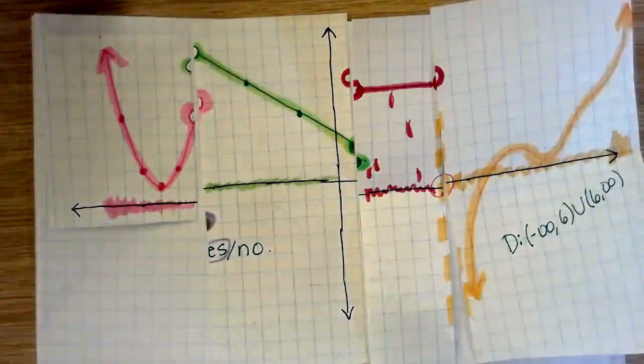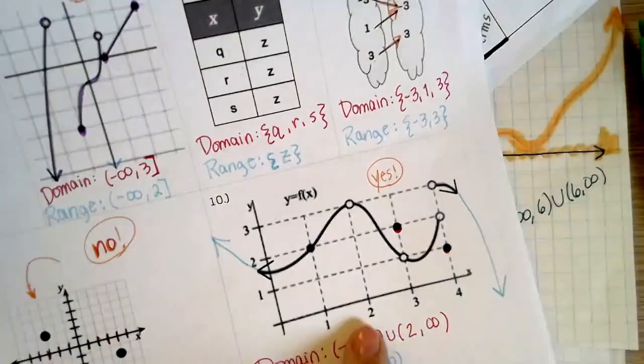So again, it's similar to the answer key. Number 2 was an example like that, okay? And number 10 was an example like that.